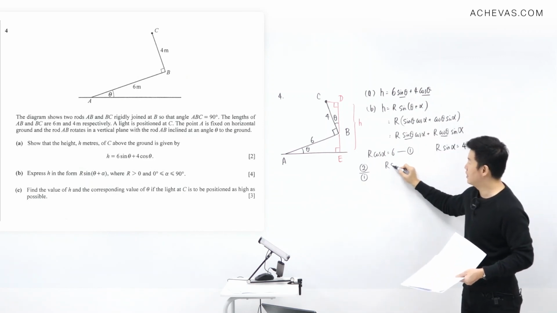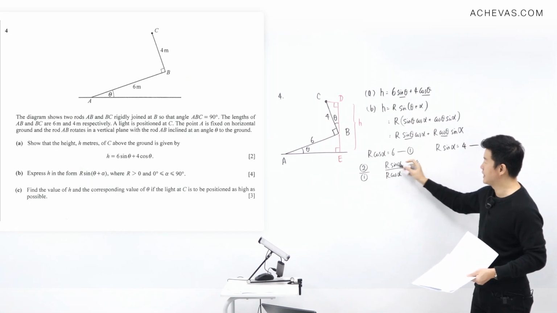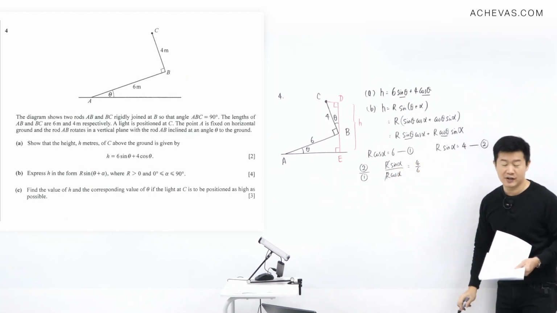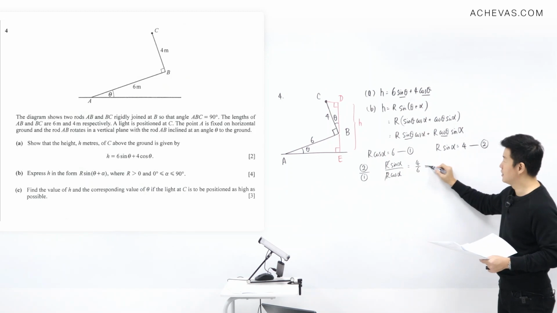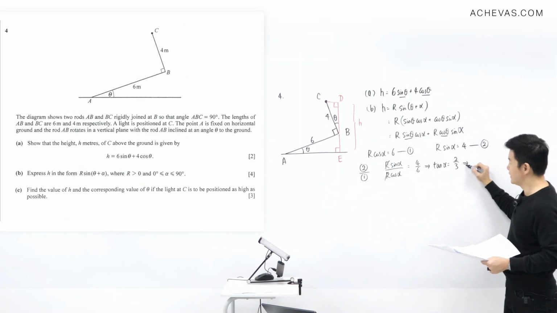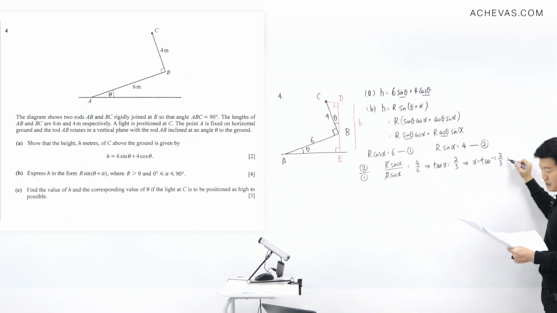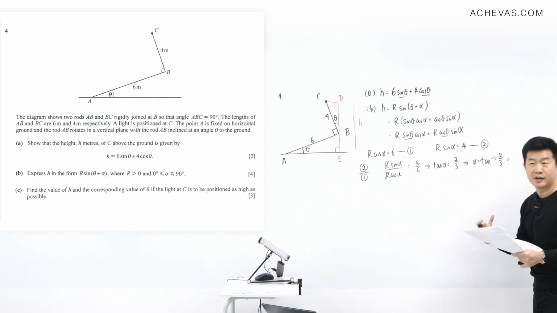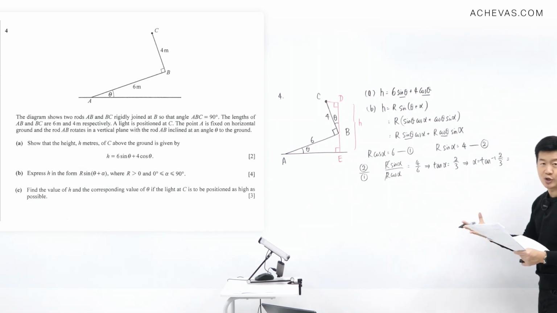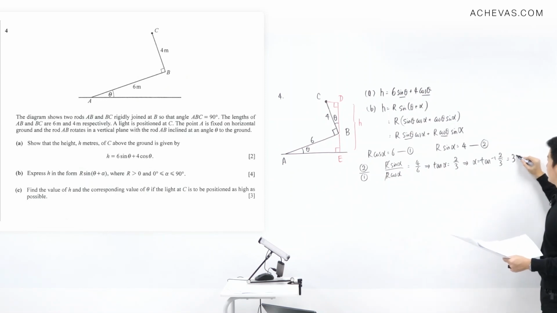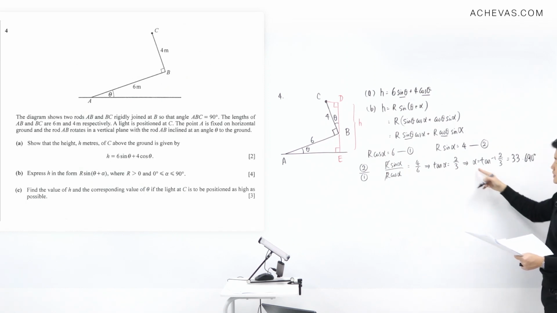So this will be R sine alpha divided by R cosine alpha, which is going to be equal to 4 over 6. And R can be cancelled. Sine alpha divided by cosine alpha gives me a tangent. Tangent alpha is equal to 2 over 3. This tells me that alpha is just simply equal to tangent inverse of 2 over 3, and since alpha is an angle between 0 and 90 degrees, it is just going to be an acute angle that is in the first quadrant. Pressing this directly into the calculator gives me 33.690 degrees. So this is alpha.